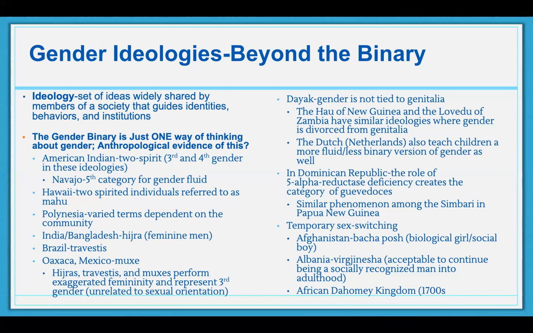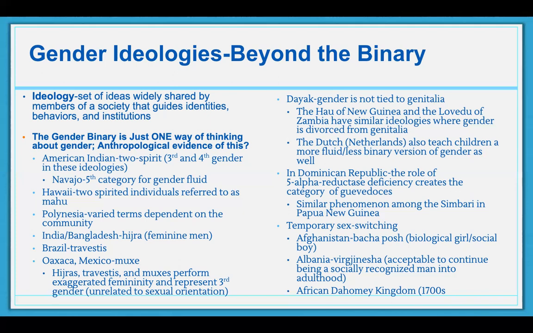They mention in India and Bangladesh, the Hijra, in Brazil, the travestis, and in Mexico, the mukes. All three of those represent men who are performing exaggerated femininity, and they are classified as being a third gender, and it's unrelated to sexual orientation, meaning they can be heterosexual or homosexual, so it's not like they're necessarily in same-sex relationships. Your book talks about all the places where gender is not tied to genitalia but to status, and other aspects.